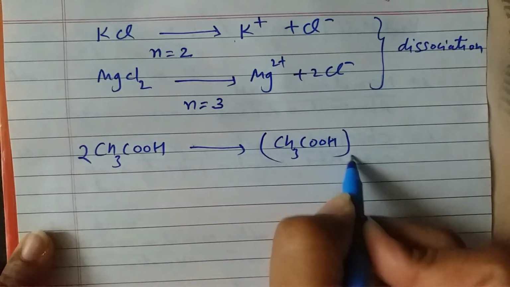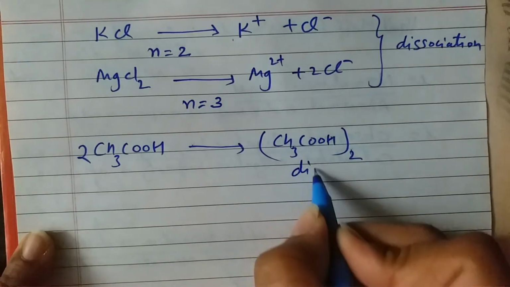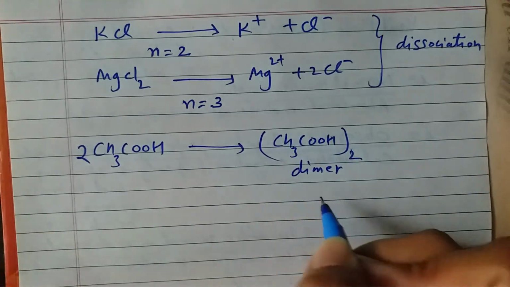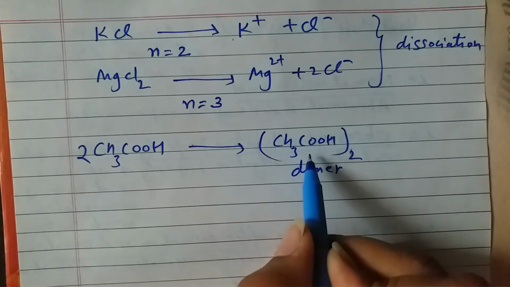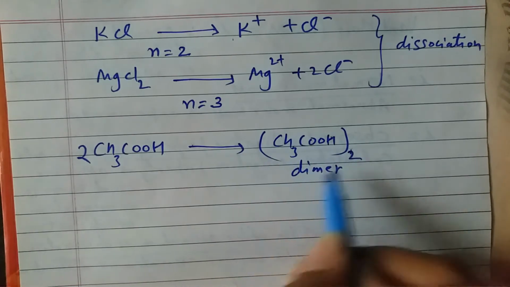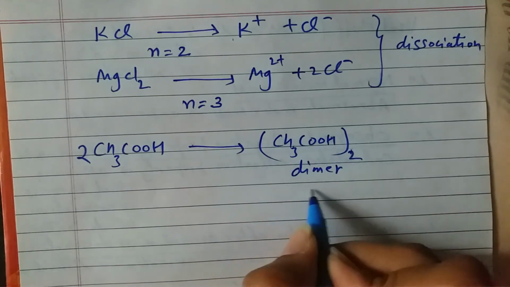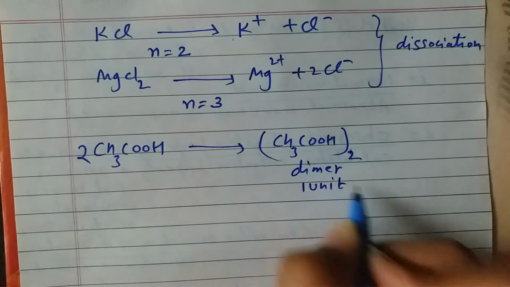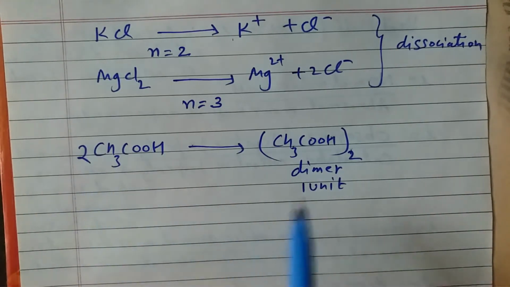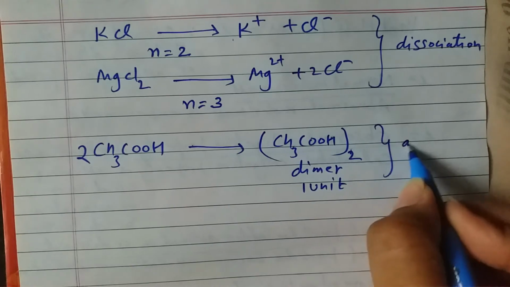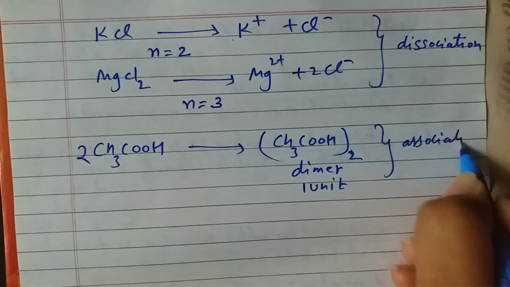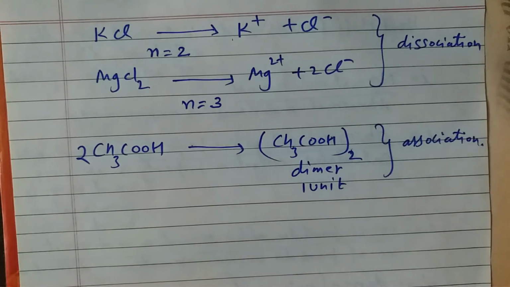(CH3COOH) whole twice, which means this is now the dimer. This is the dimer in which the two molecules of acetic acid have joined together to form this bigger molecule, the dimer. This is now behaving as one unit. Earlier it was 2 units, now it is behaving as 1. Why? Because this is the case of association. Particles have associated or they have joined together.